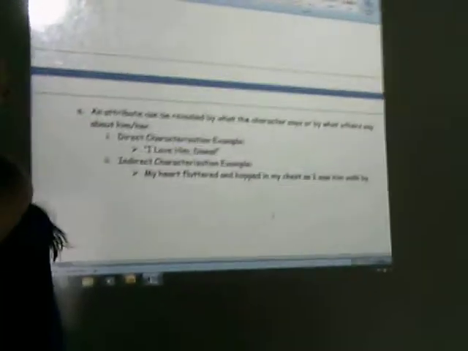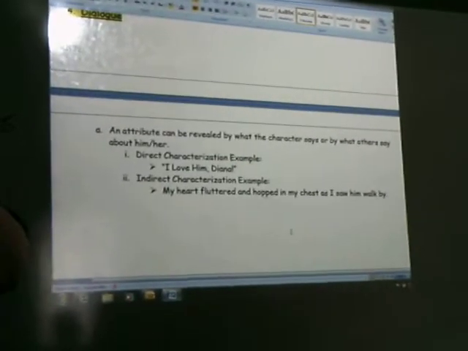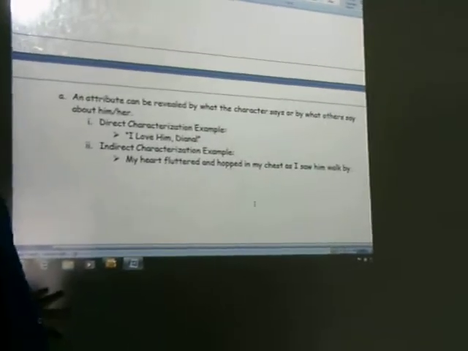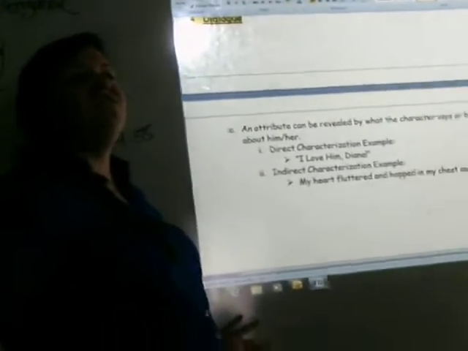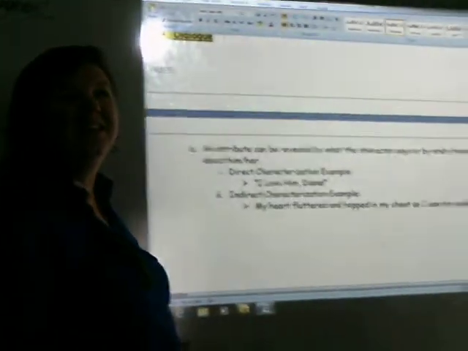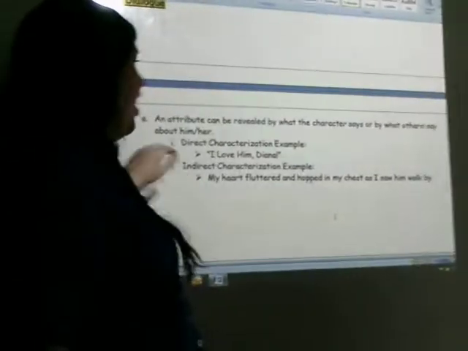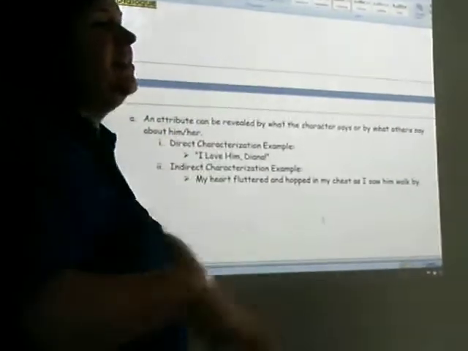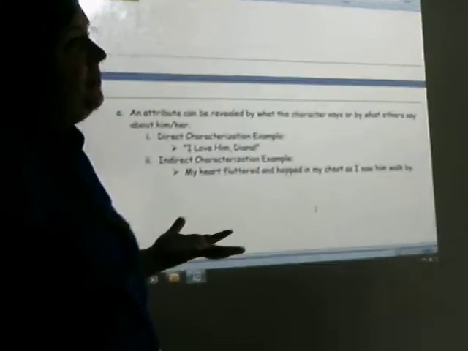So, "My heart fluttered and hopped in my chest as I saw him walk by." What can you infer from that sentence? Connor. Okay, you can infer that the person likes the guy. Dude, totally, okay? Heart fluttering, hopping in my chest as someone walked by, right? That means you like him.